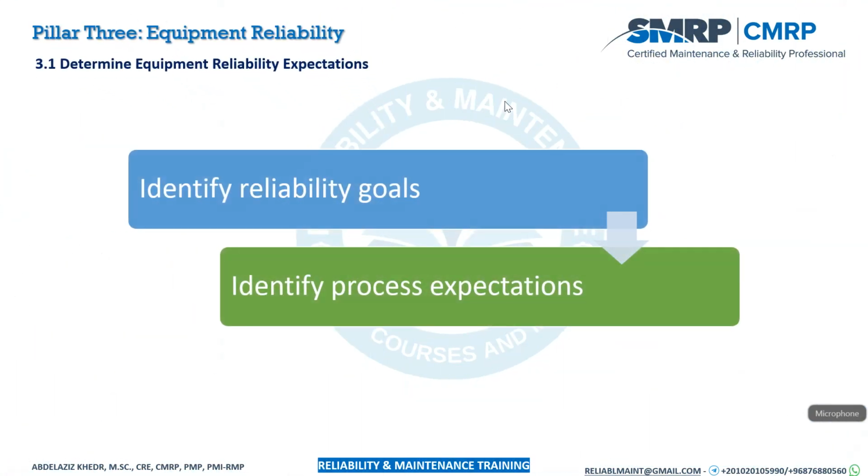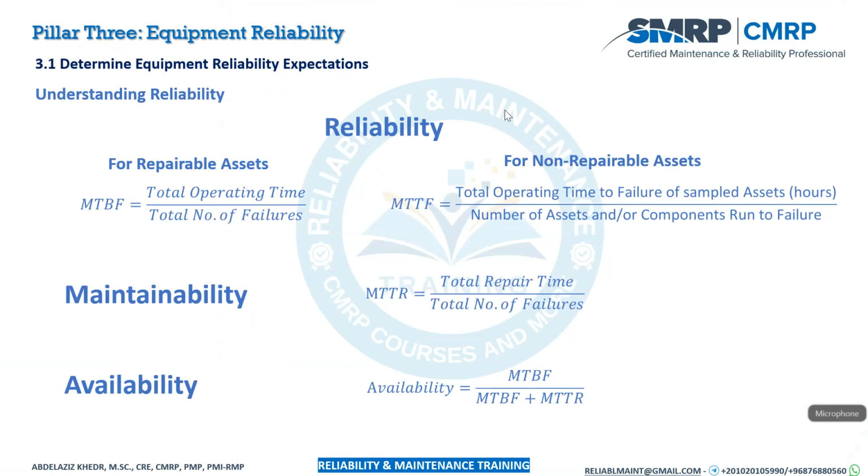First section is about the determination of equipment reliability expectation. So we have here 3 very important terminologies. You can refer to them in the foundation video about the reliability concept, the maintainability concept, and the availability concept. We need to understand extra here that we have 2 kinds of assets. Either we have repairable assets or we have non-repairable assets.